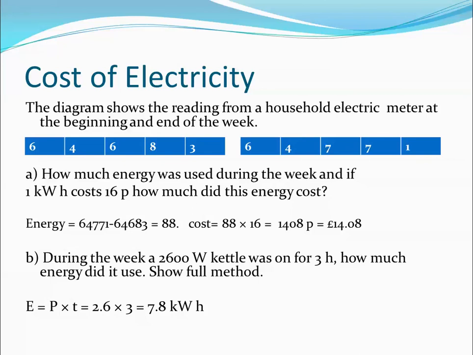So these questions can build quite quickly from relatively short questions to fairly longish questions, but each stage isn't particularly difficult, and that is the key to all of these questions. Go through each stage at a time, making sure you set it all out neatly and you've got your units correct.